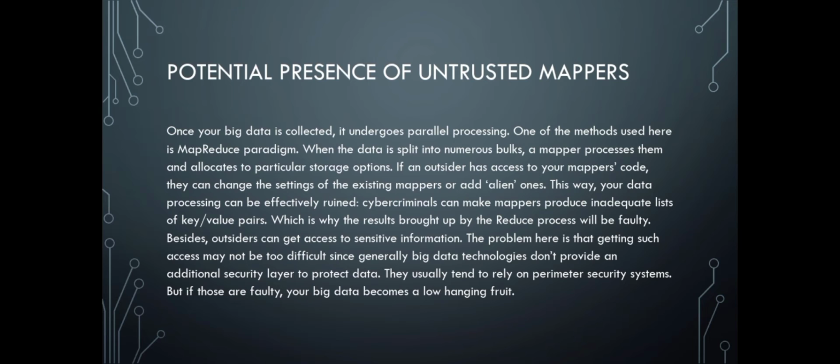Cybercriminals can make mappers produce inadequate lists of key or value pairs, which is why the results brought up by the reduced process will be faulty. Besides, outsiders can get access to sensitive information. The problem here is that getting such access may not be too difficult, since generally big data technologies don't provide an additional security layer to protect data. They usually tend to rely on perimeter security systems. But if those are faulty, your big data becomes a low-hanging fruit.